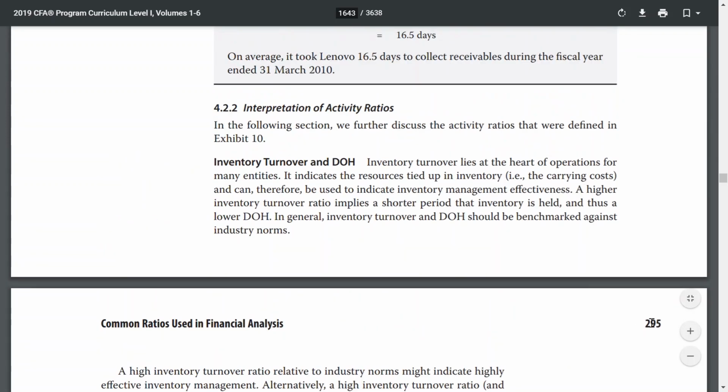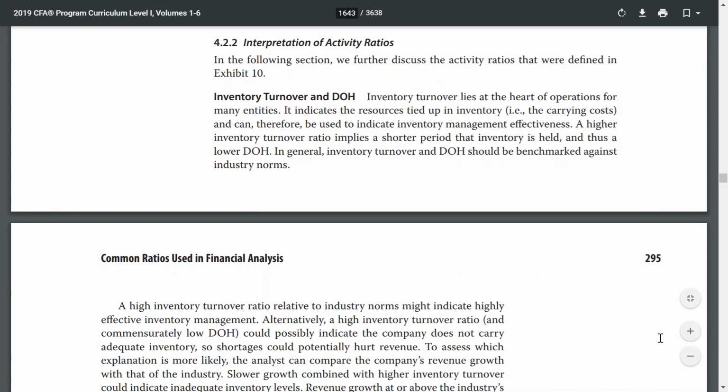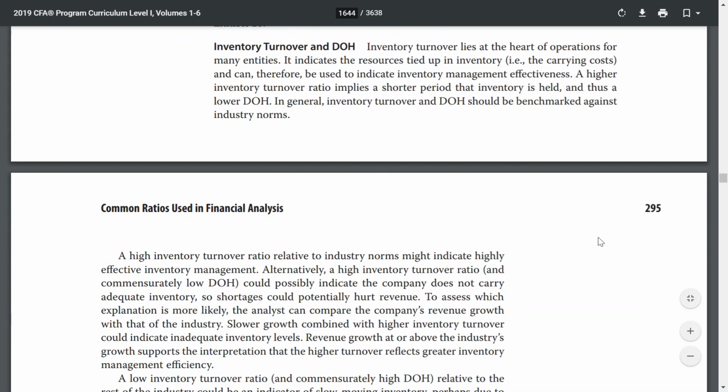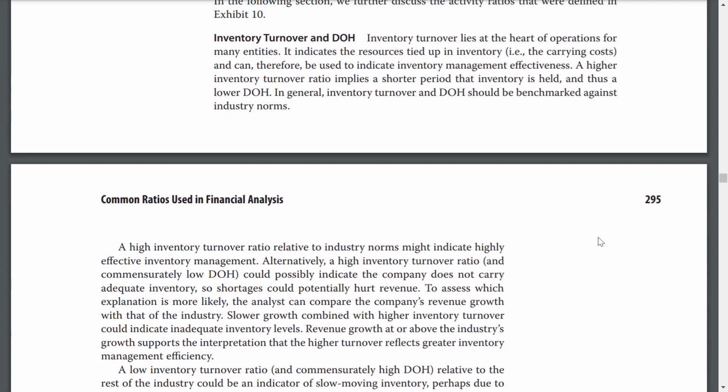Interpretation of activity ratios: inventory turnover and DOH. Inventory turnover lies at the heart of operations for many entities, and it indicates the resources tied up in inventory and can therefore be used to indicate inventory management effectiveness. A higher inventory turnover ratio implies a shorter period that the inventory is held, and thus a lower DOH in general. Inventory turnover and DOH should be benchmarked against industry norms.